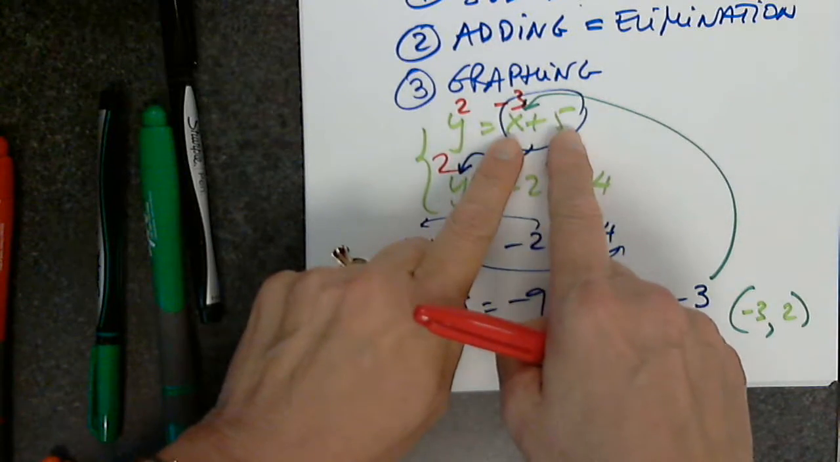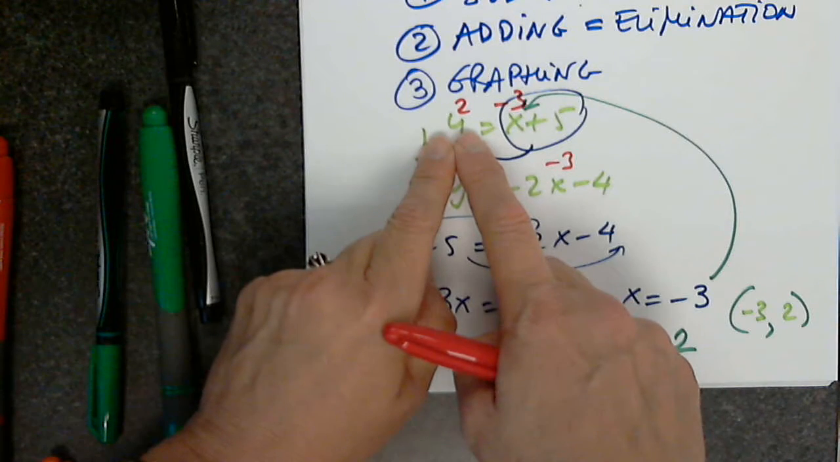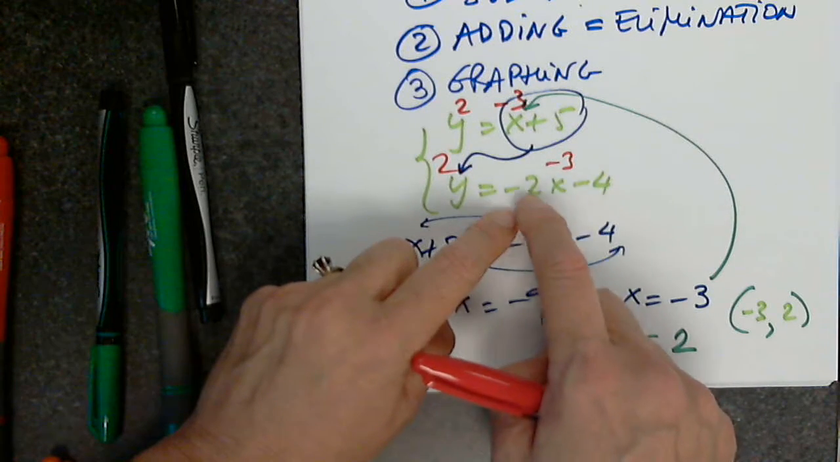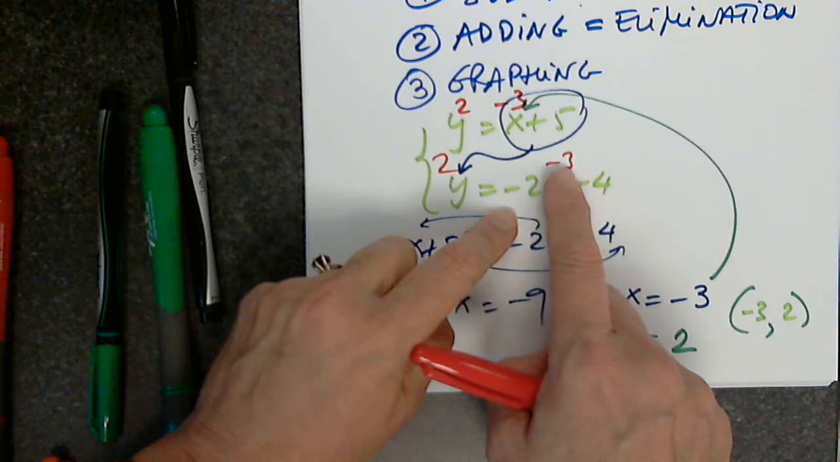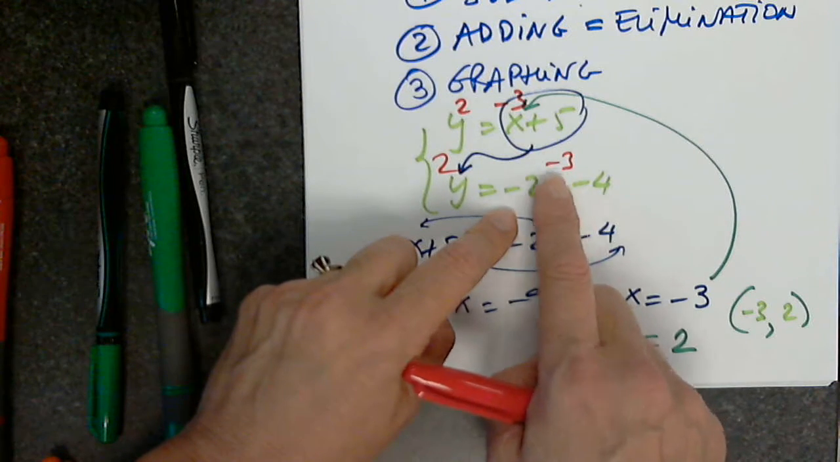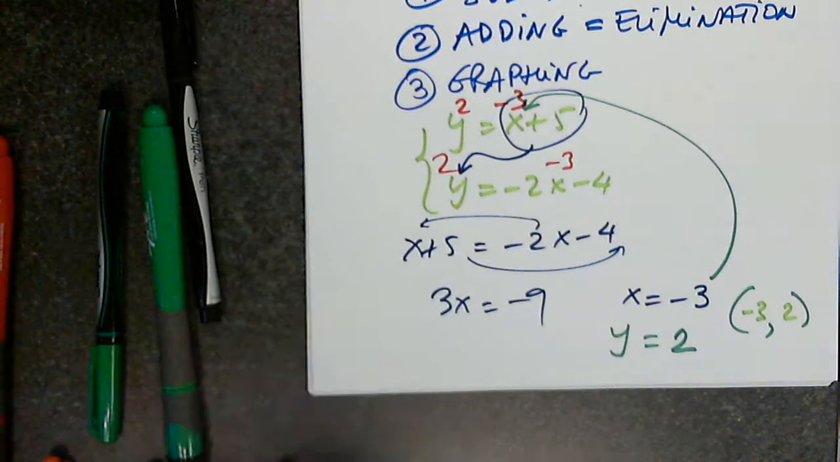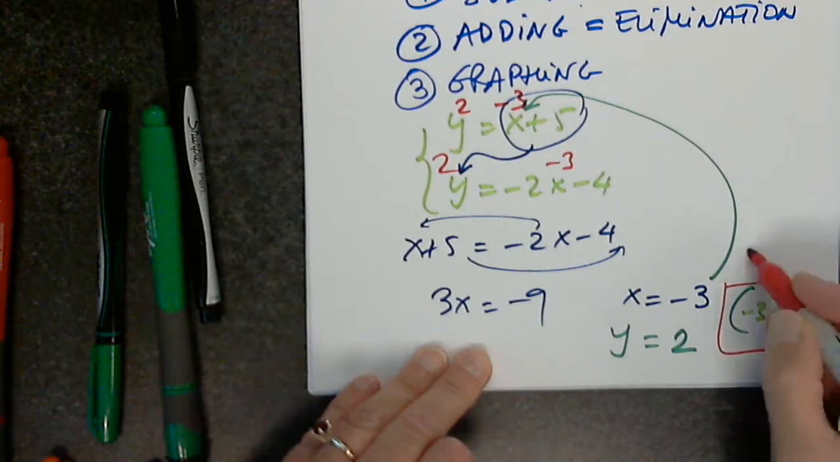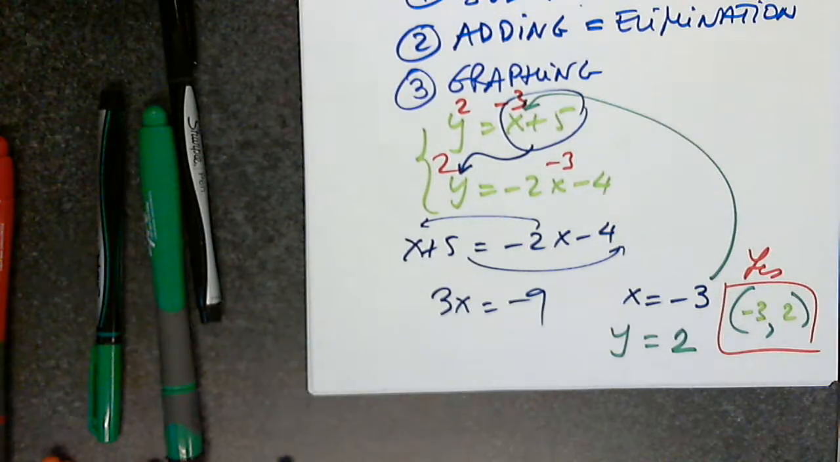So negative 3 plus 5, is it 2? Yes. Negative 2 times negative 3, plus... no, negative 2 times negative 3 minus 4? Negative 2 times negative 3 is 6, minus 4 is 2. So now I know, and no one needs to tell me, that this is indeed the solution.